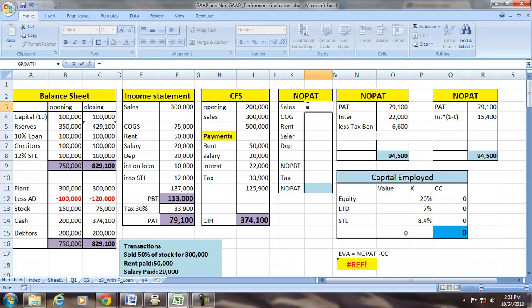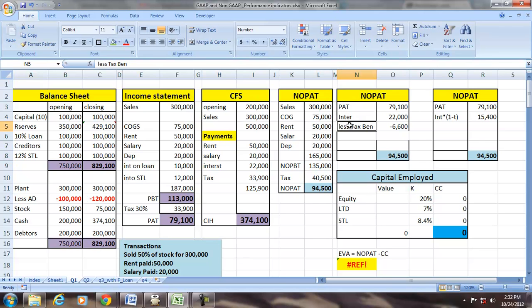It's also possible to find NOPAT directly from the sales. So sales is 300,000, COGS is 75,000, rent is 50,000, salary is 20,000, depreciation is 20,000. We will not take the interest. So the net profit before tax is equal to 300 minus 165, and then the tax is 0.30. So therefore the NOPAT is equal to 94,500.